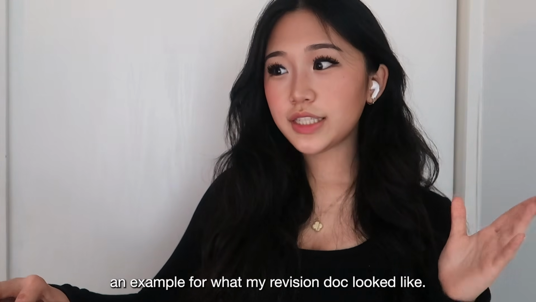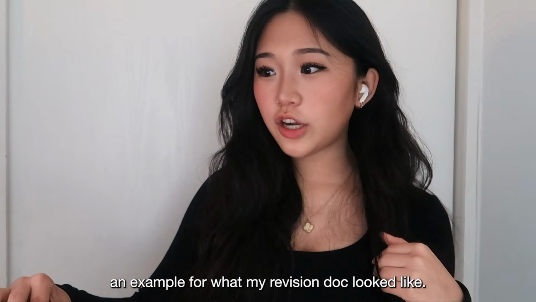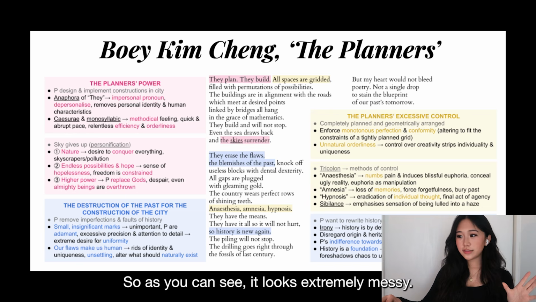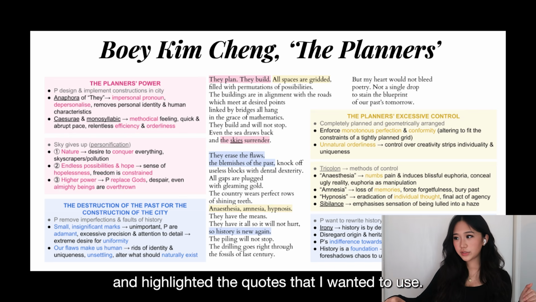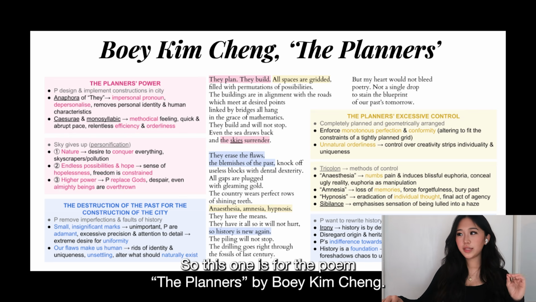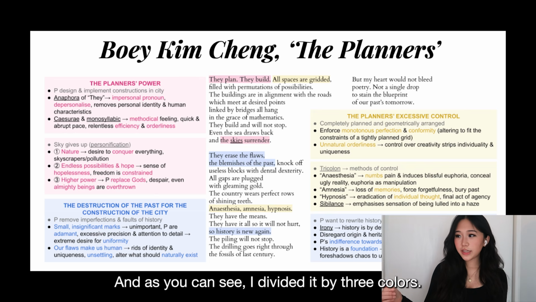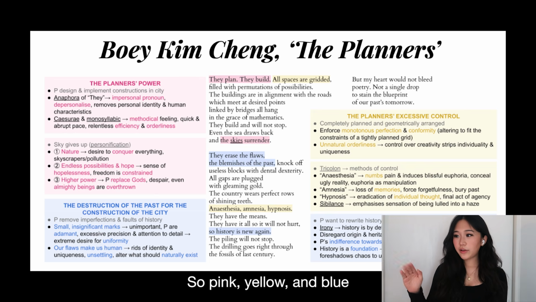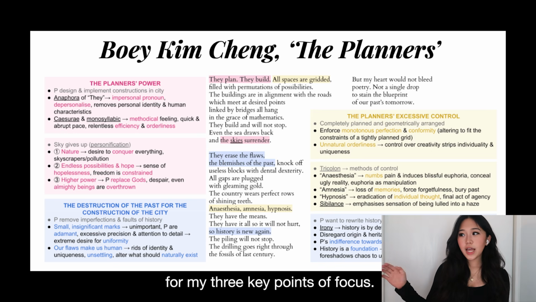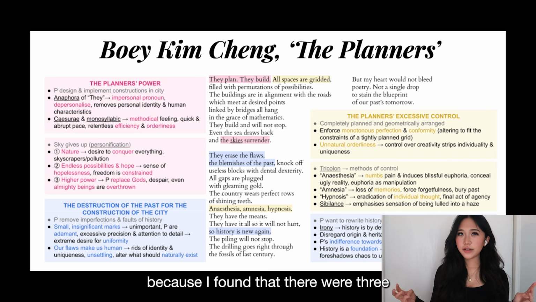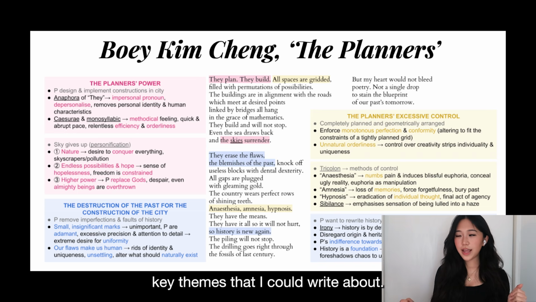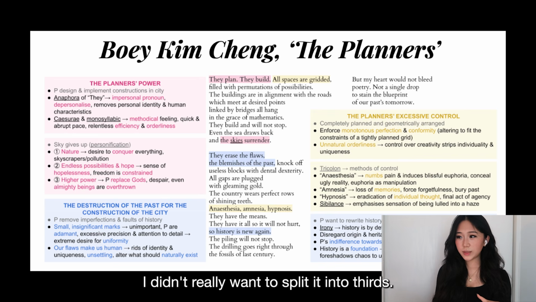So I'm just going to show you guys an example of what my revision doc looked like. As you can see, it looks extremely messy, but for each poem I made a Google drawing and highlighted the quotes that I wanted to use. This one is for the poem The Planners by Boey Kim Cheng. I divided it by 3 colors, pink, yellow, and blue, for my 3 key points of focus. For this one, I did not want to split the poem into thirds because I found that there were 3 key themes that I could write about.